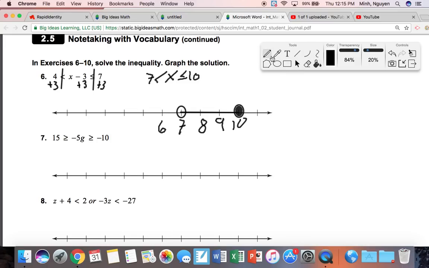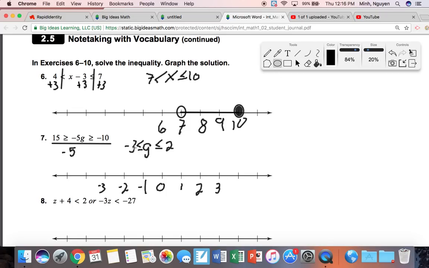Here, on number 7, we've got to divide everything by -5. But what happens when you divide by a negative? All the signs switch, right? So let's see here. We got -3 is equal to or greater than, or equal to or less than, sorry, G is equal to or less than 2. So because of the equals, what kind of circles will we have? Full circles.